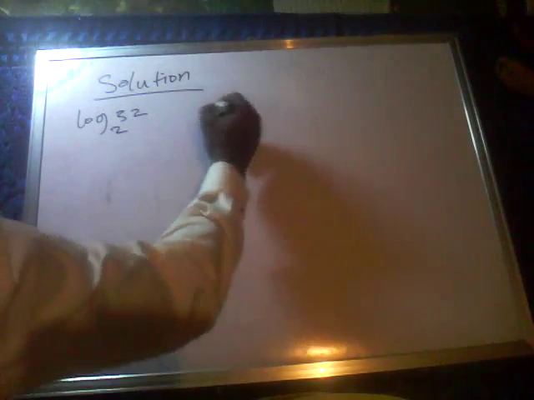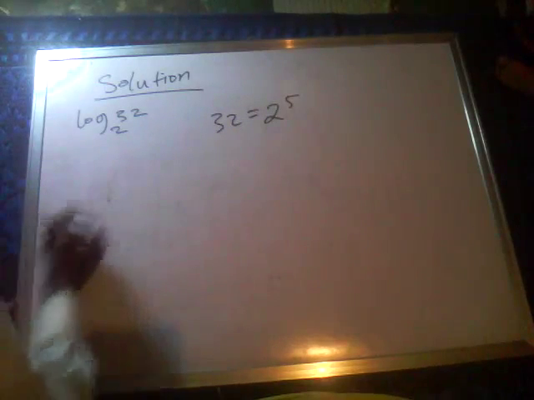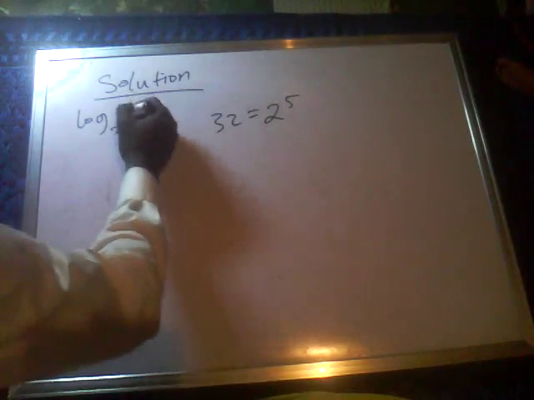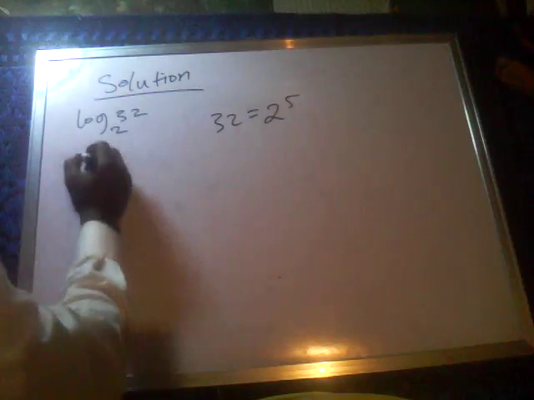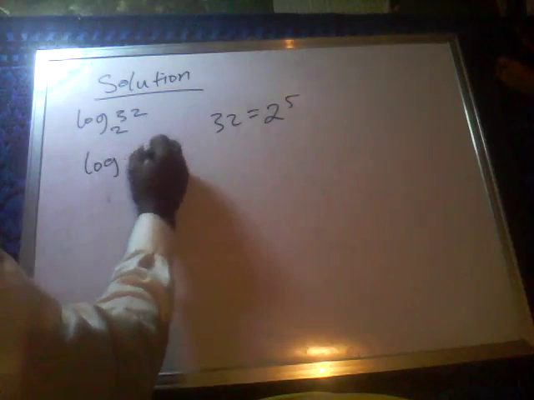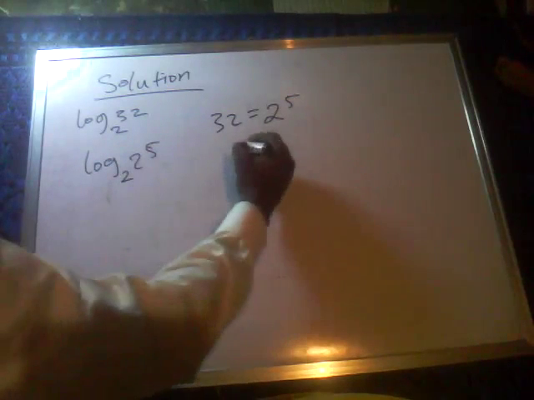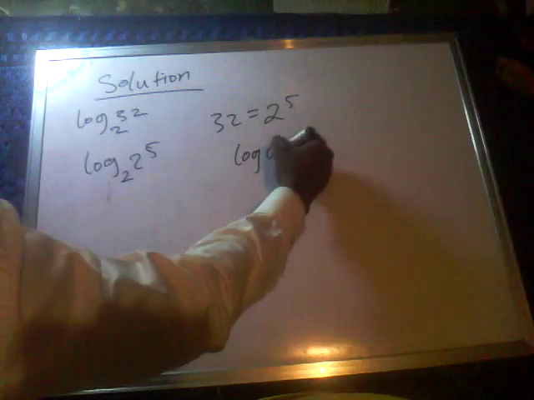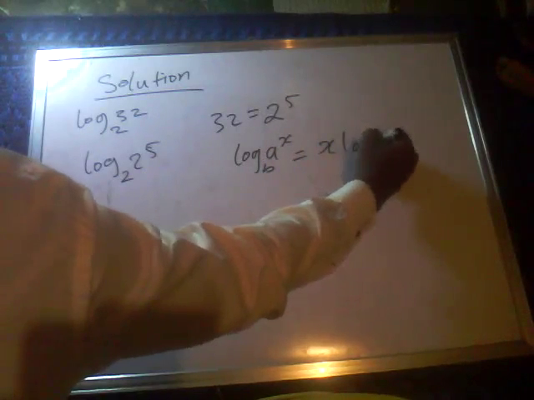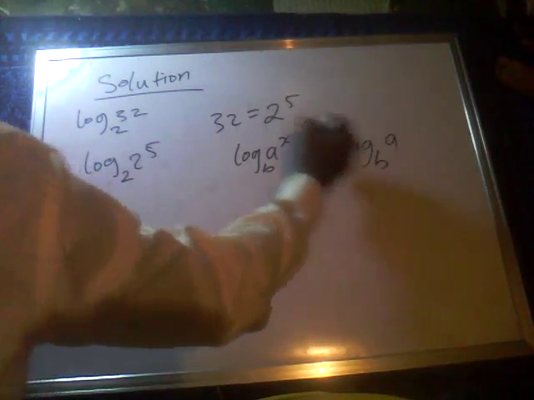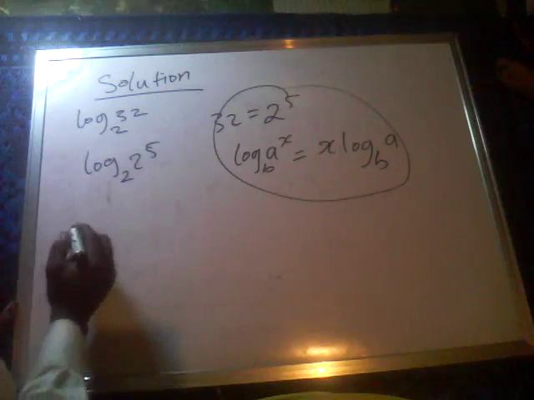Now we have to understand that 32 is equal to 2 raised to power 5. So we are trying to establish a relationship between 32, that's the number, and the base. So from there we now have log 2 raised to power 5 to base 2. Now from logarithm we know that log a raised to power x to base b is the same as x log a to base b.